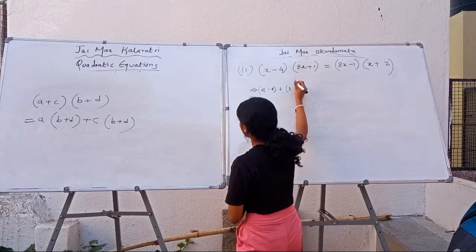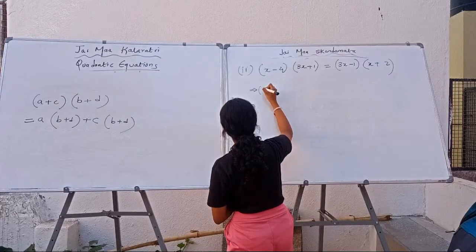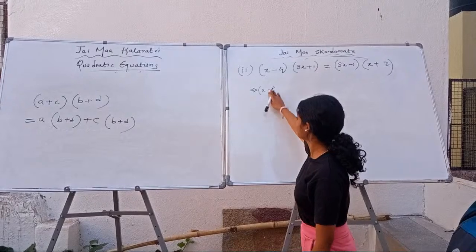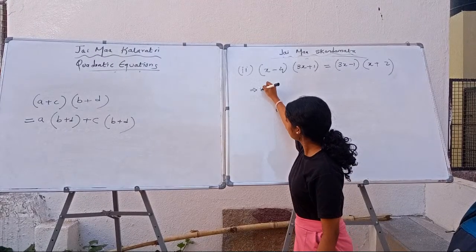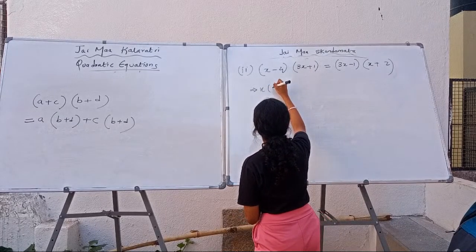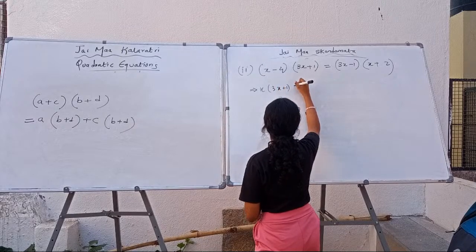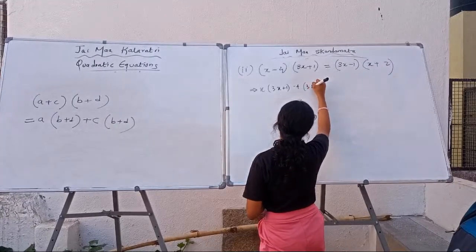No, not that way. See, first we multiply with x. Open the brackets. 3x plus 1. Close the bracket, minus 4. Again 3x plus 1. Yeah, that's it. Same thing there.